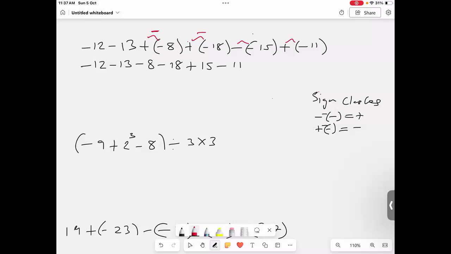And then I have negative by negative is positive. I put a positive between the 18 and the 15 right here. And then, of course, a positive times a negative gives a negative. I put a negative between the 15 and the 11. All right, so we have those signs packed down. We just have to go ahead and create what I refer to as cases here. So cases here, and then we have a case here and a case here.